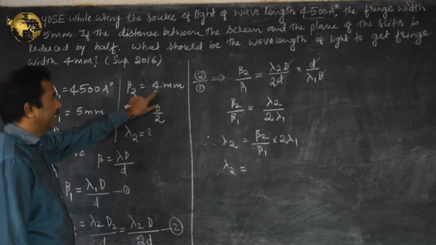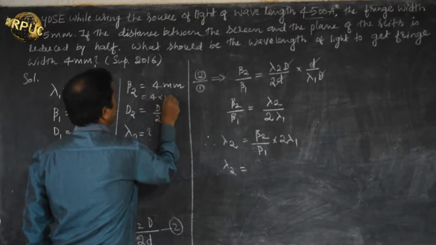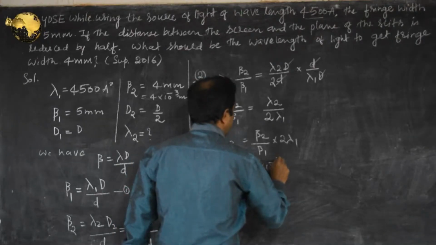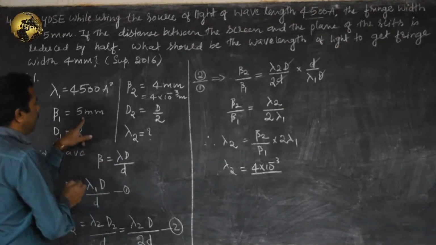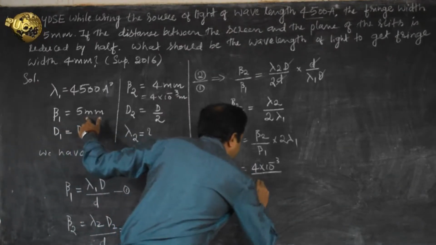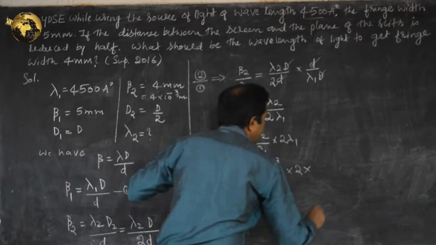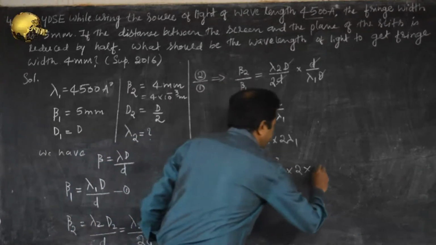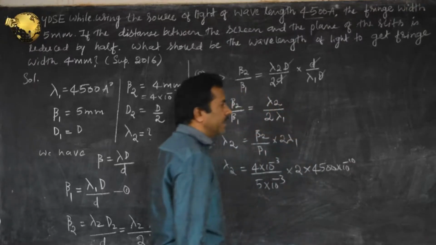So lambda 2 is equal to, let us write the value of beta 2. Beta 2 is equal to 4 millimeter, which is 4 into 10 to the power minus 3 meter, divided by the value of beta 1. Beta 1 is 5 millimeter, again millimeter will be converted into meter, so it will become 5 into 10 to the power minus 3 meter, into 2 multiplied with the wavelength of the first light, 4500 angstrom, 4500 into 10 to the power minus 10.